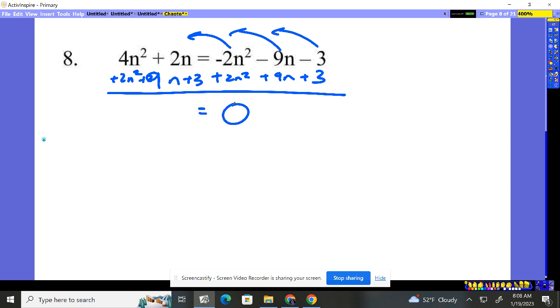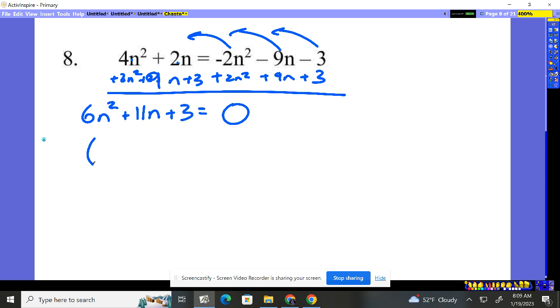We know that 4n squared plus 2n squared gives you 6n squared. My brain is firing a little too fast. 2n plus 9n is 11n. And then you have a plus 3. So we have this trinomial now, 6n squared plus 11n plus 3. And we need to factor it.